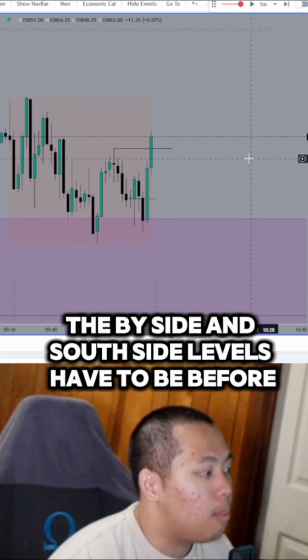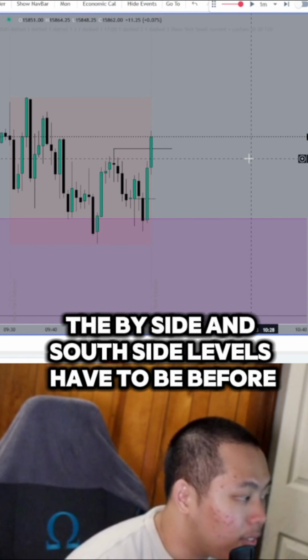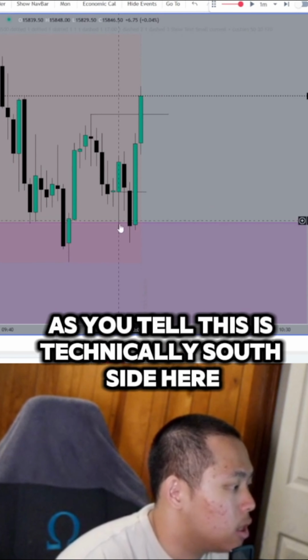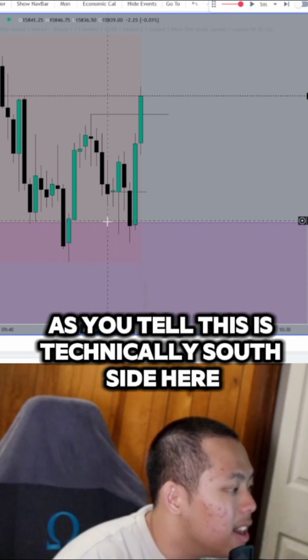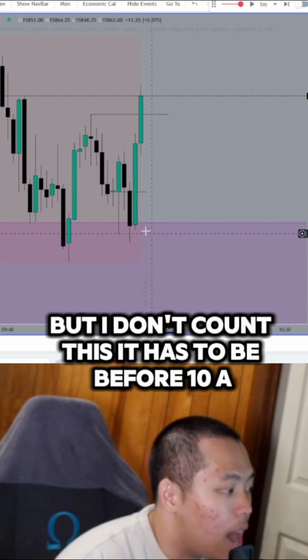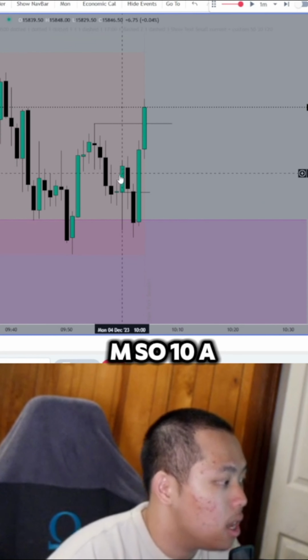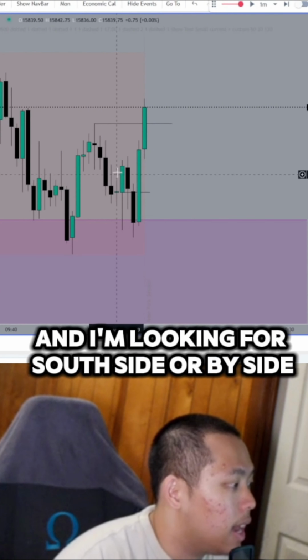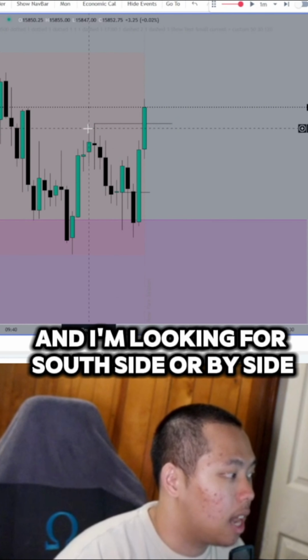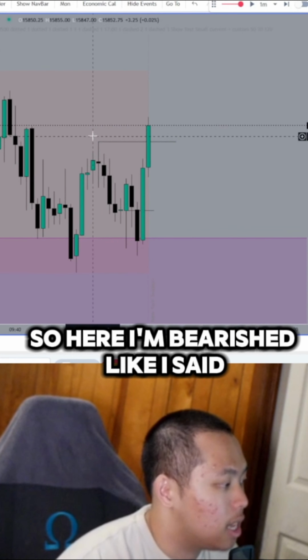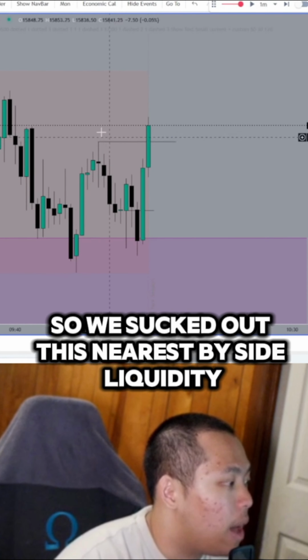And by the way, the buy side and sell side levels have to be before 10 a.m. opening, right? So for example, this is technically sell side here. We came down, we swept the sell side, right? But I don't count this. It has to be before 10 a.m. So 10 a.m. opened up here, and I'm looking for sell side or buy side, depending on my bias, to get swept out. So here I'm bearish, like I said. So we swept out this nearest buy side liquidity.